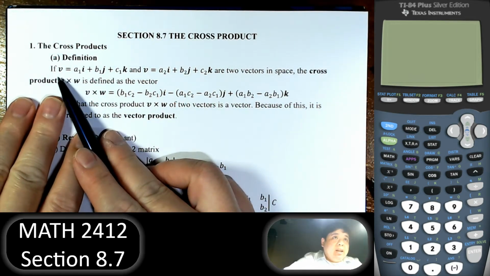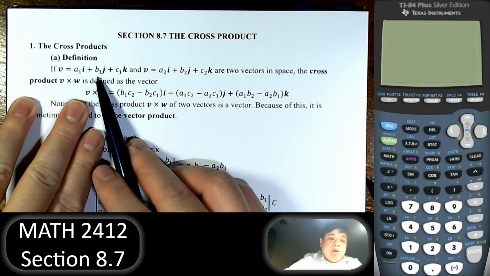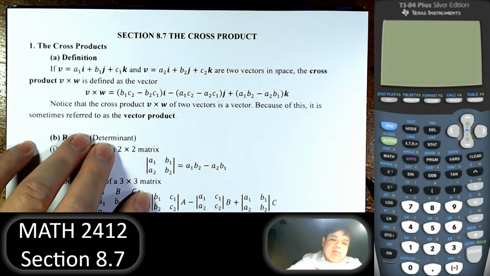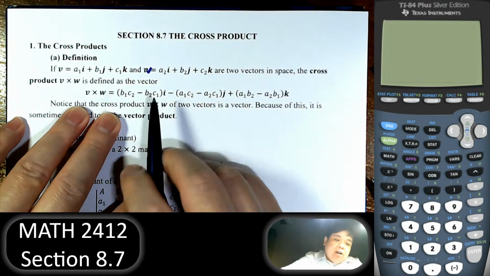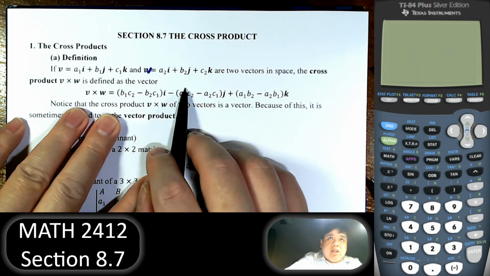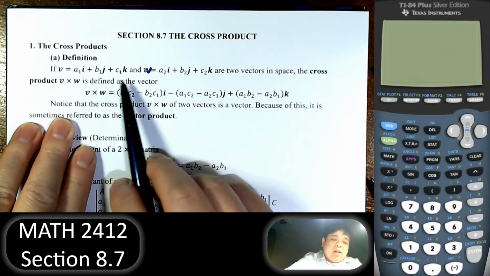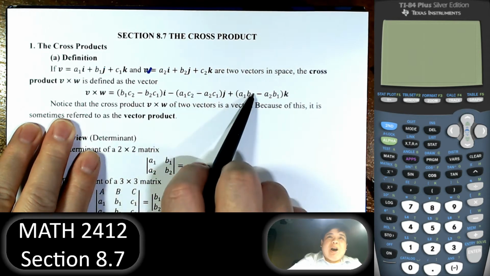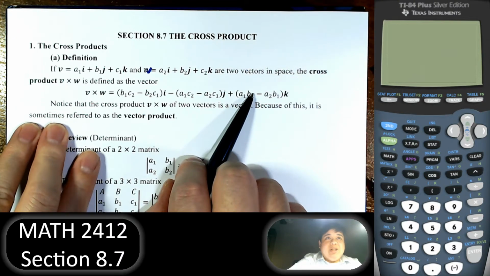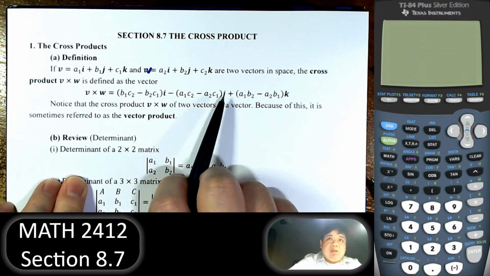Let vector V have three components A1, B1, C1, and vector W have three components A2, B2, and C2. The cross product of V cross W is defined as follows. Well, if we just stick to the definition, it would be difficult to memorize it. There's a reason it is this way, but if we just memorize it, it will be difficult.